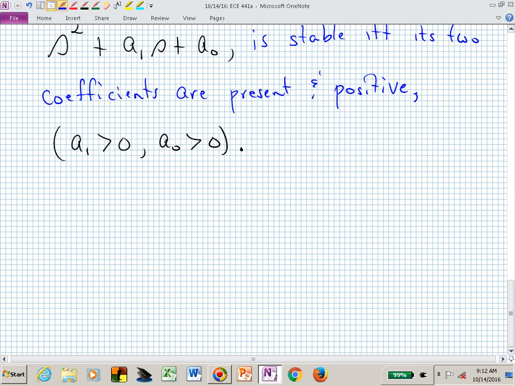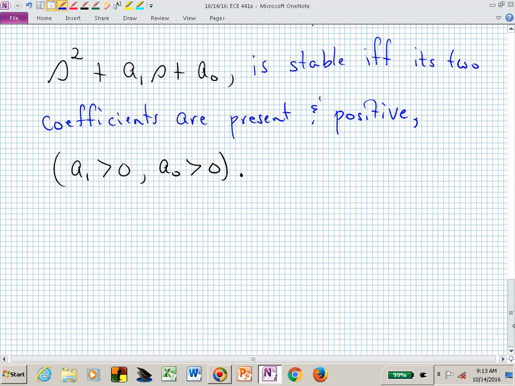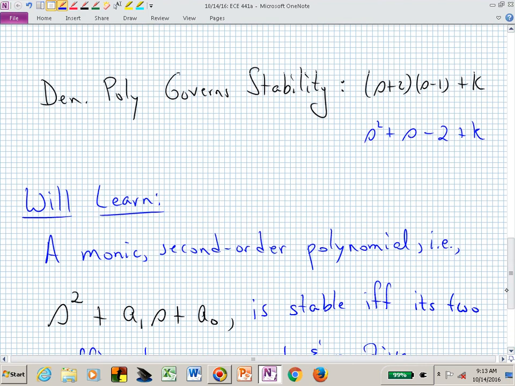So let's apply this to our example. Hopefully I can still write. Here's our example: s squared plus s minus 2 plus k. What is a sub 1 in this example? What's my a sub 1 coefficient? It's hiding right there, isn't it? There's a sub 1, and it's equal to 1. What's a sub 0? It's that linear combination. There is a sub 0.